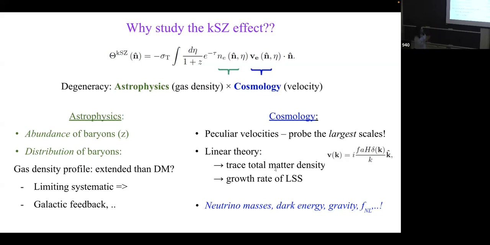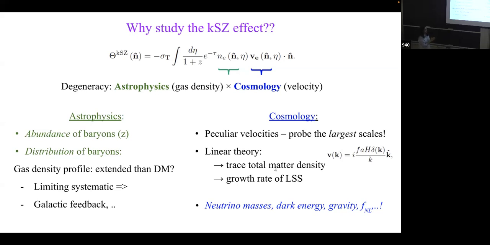And on the cosmology side, peculiar velocities, or the velocities that are in the above equation, they probe the largest scales in the universe. So in linear theory, velocities are given by this equation here, which just comes from the continuity equation. And velocities dominate at linear, very large scales. And this is really cool because then using the kSZ effect, we get cosmological information on the largest possible scales that we can probe.